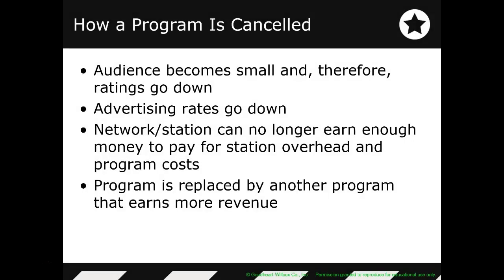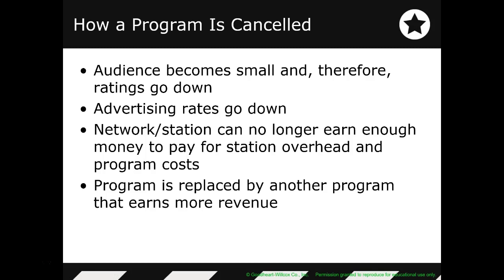And then a program is canceled, just like I was saying. If the audience is super low, super small, the advertising dollars are going to go away. They can no longer earn enough money to keep that going, and the program is then replaced by another program that they're going to try to earn more money with.